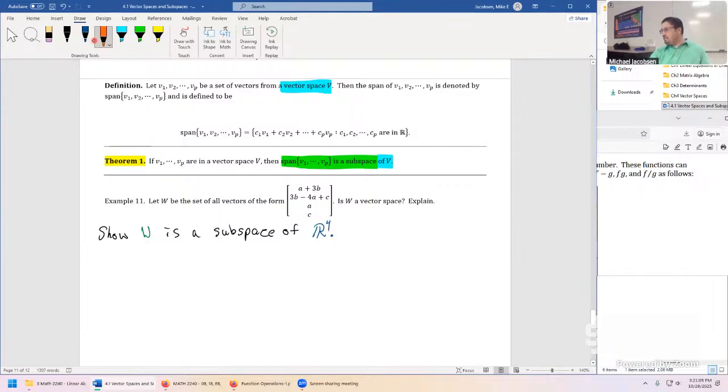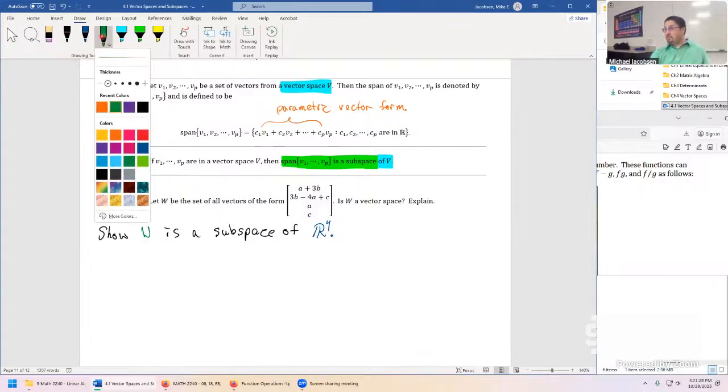This is, in a certain sense, a way of writing down a parametric vector form. The parameters would be the actual scalars. The vectors are v1 through vp. We could take this set V and rewrite it in that way. Our work is done. So let's give this a try.